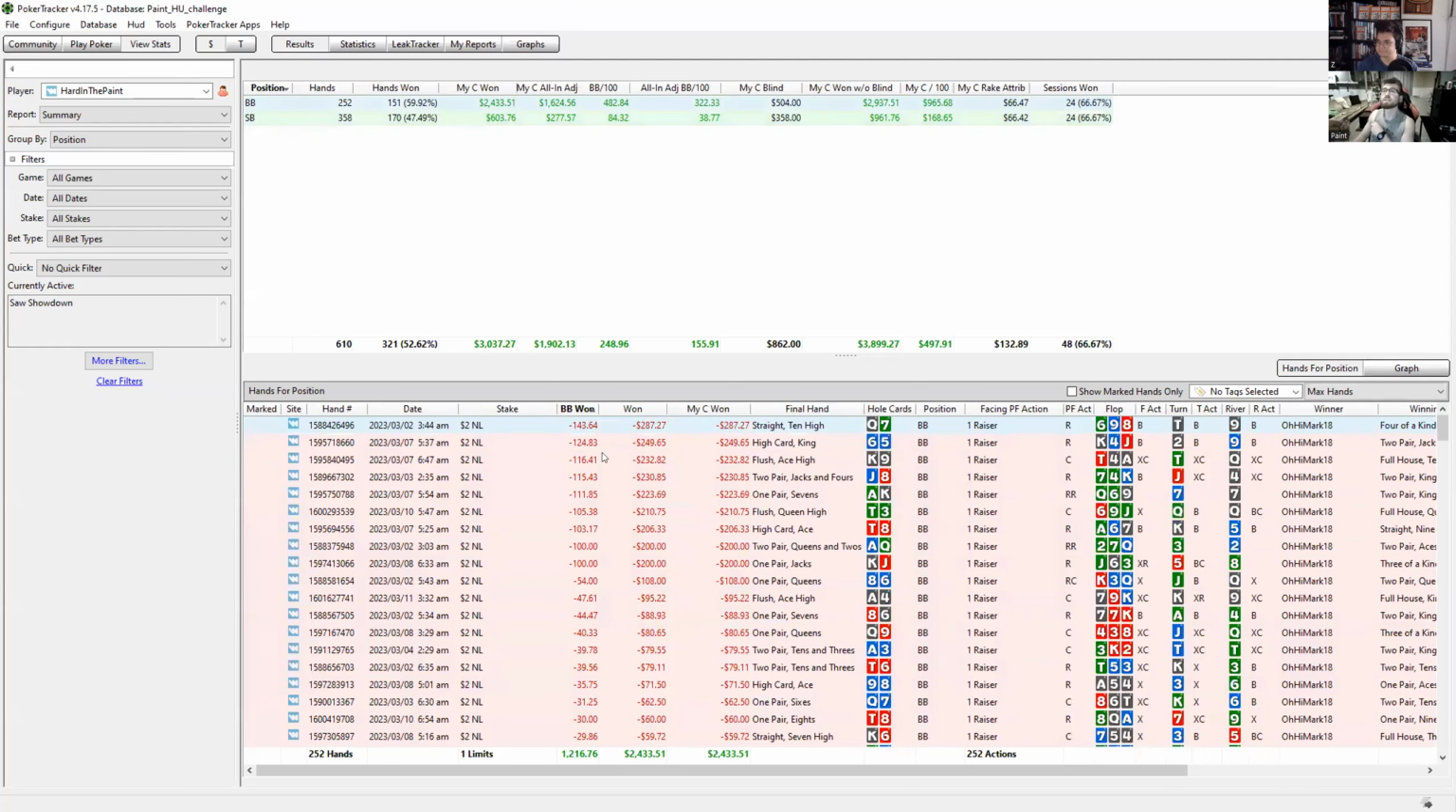All right, so that was some of the ones where you're in the small blind. Let's take a look at the same in the big blind.